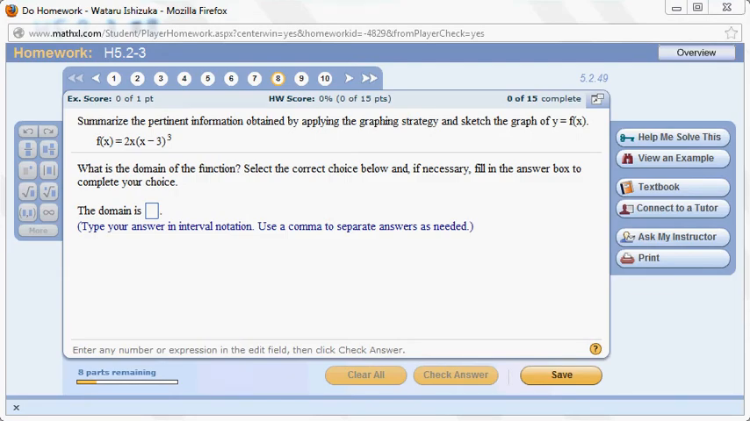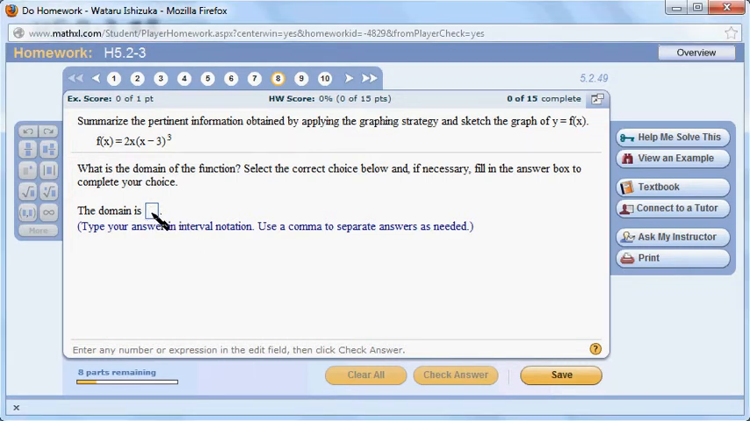Okay, let's look at homework 5.2, 5.3, number 8. So we have this function f of x equals 2x times quantity x minus 3 cubed. First, the domain: since this is a polynomial function, the domain is all real numbers. So we'll just write it as parentheses, negative infinity to positive infinity.